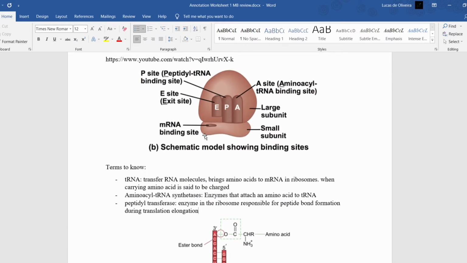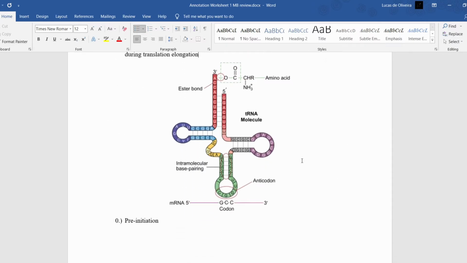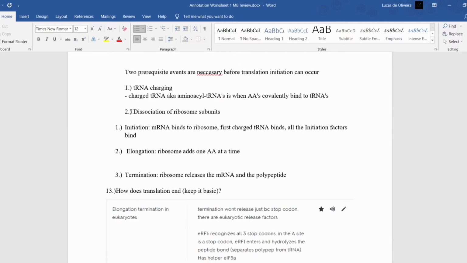Oftentimes, think of these ribosomes as factories. They're constantly churning out proteins. So at the end of a cycle of the protein being created, you need to have the big and small subunits dissociate so that you can start the process over again. So after dissociation, then translation can start.